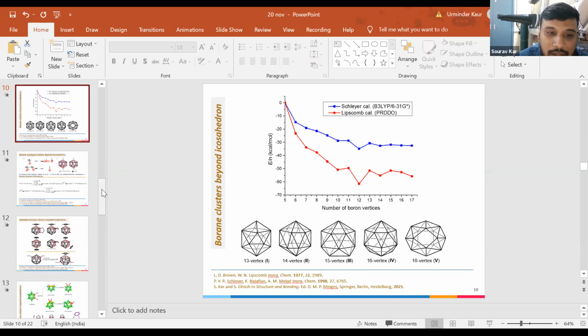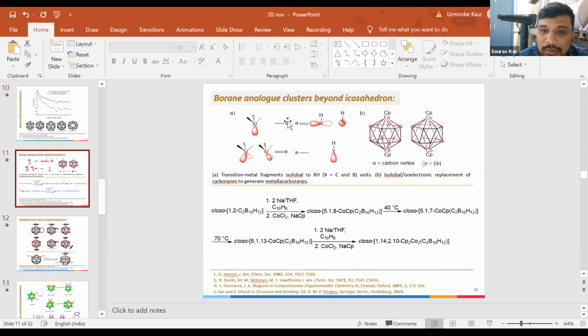So for that, you need a more diffuse orbital, and metal has more diffuse orbitals. And if they are isolobal with the boron fragment, the metal fragment can be nicely located in that higher vertex.